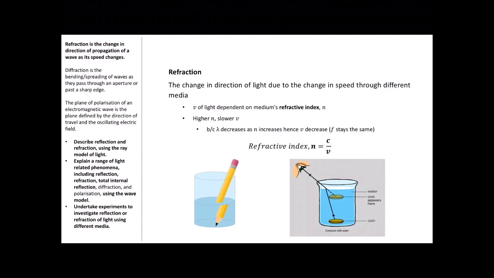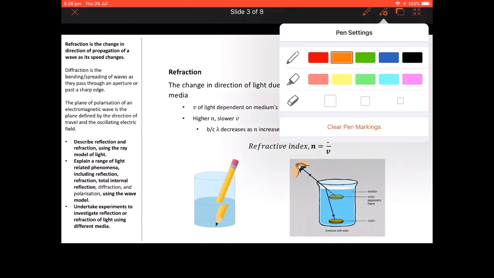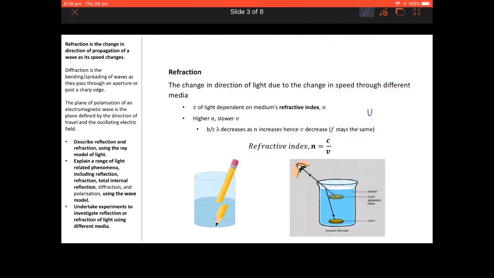So the frequency is staying the same, and that's because speed is equal to frequency times wavelength. Therefore, if the wavelength is decreasing and the frequency is staying the same, then the velocity is also going to decrease.